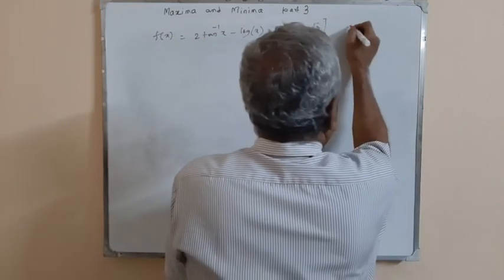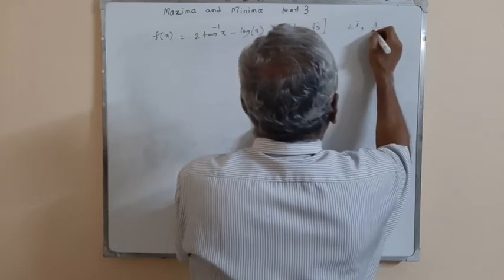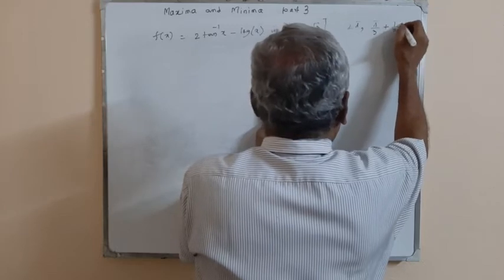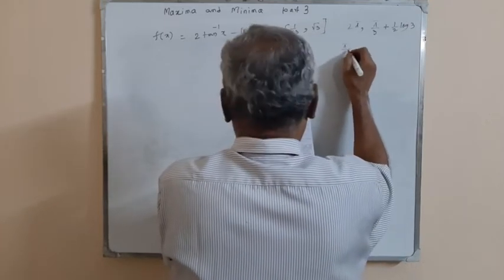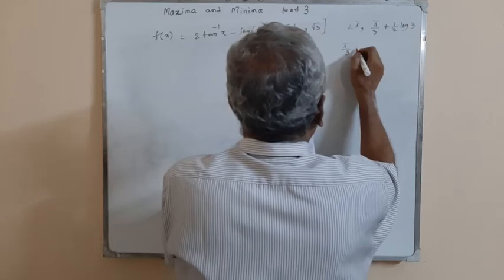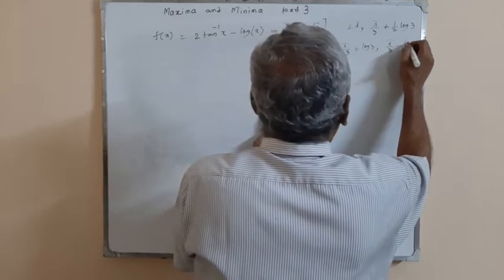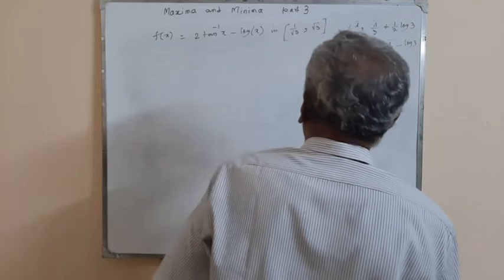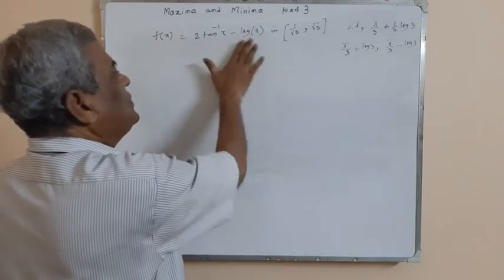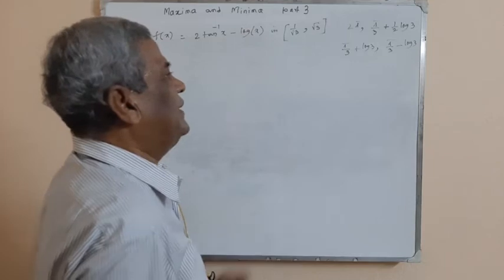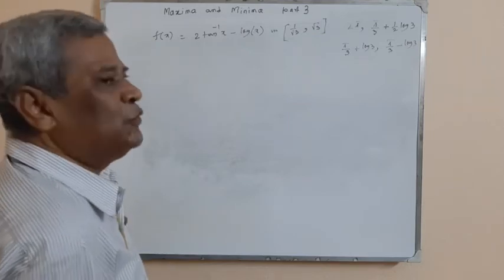Options are 2 pi, pi by 3 plus half log 3, pi by 3 plus log 3, and pi by 3 minus log 3. So this problem is very straightforward. One function is given and one interval is given. We have to find in that interval what is the greatest value, the maximum value of fx.